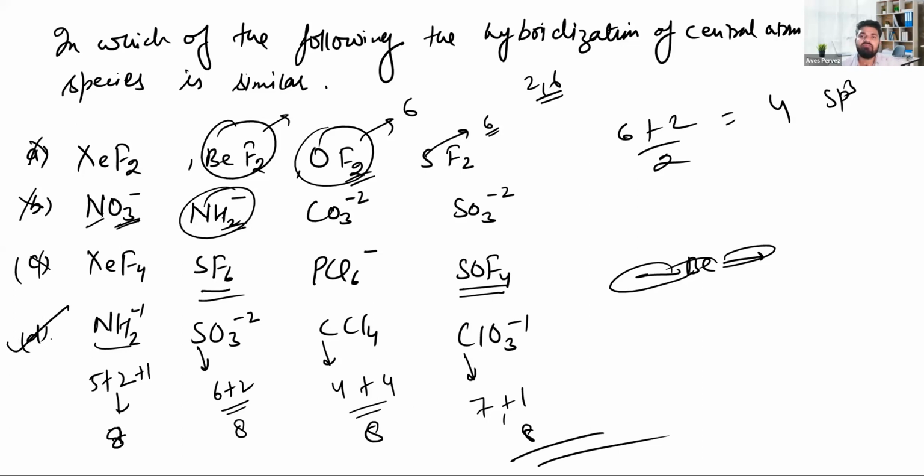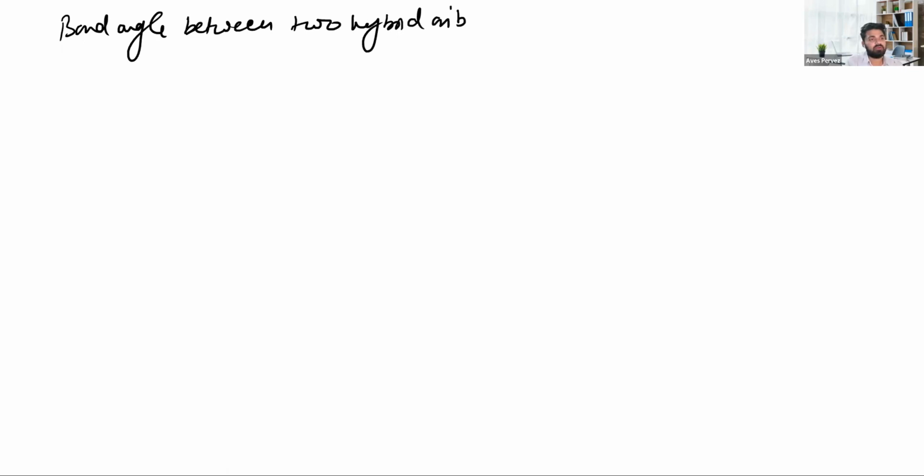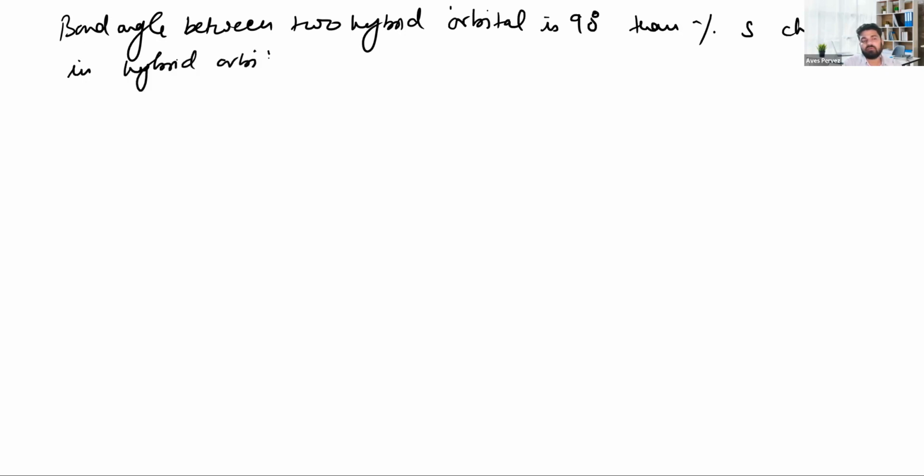Okay. So if we have a question from the NEET exams: the bond angle between two hybrid orbitals is 90 degrees, then the percentage of S character in the hybrid orbital will be, okay, tell me.